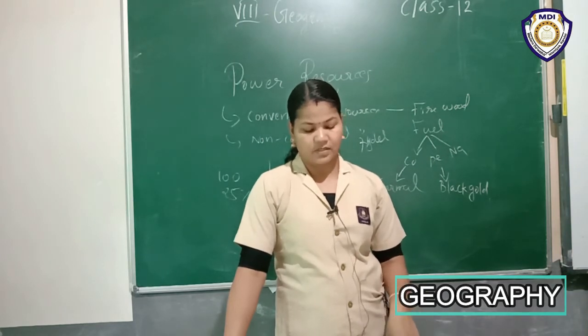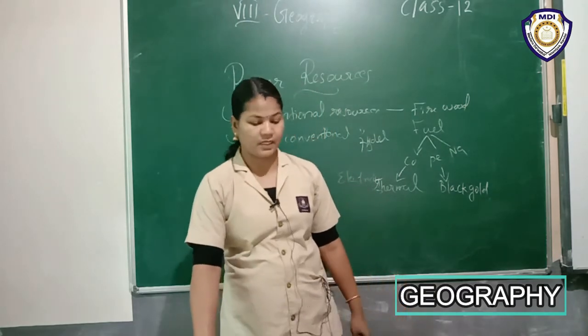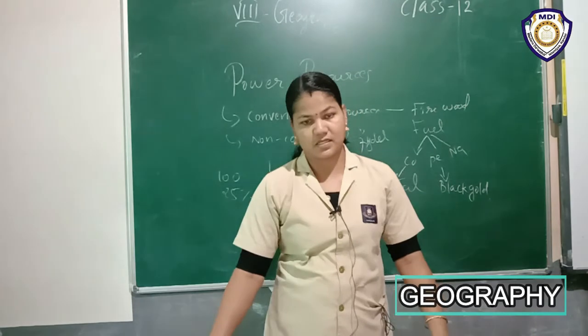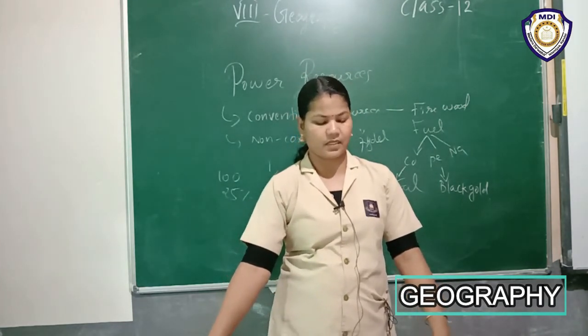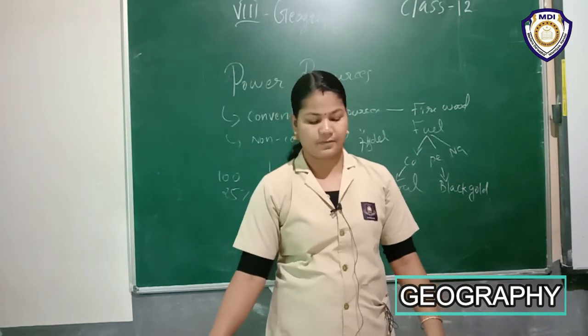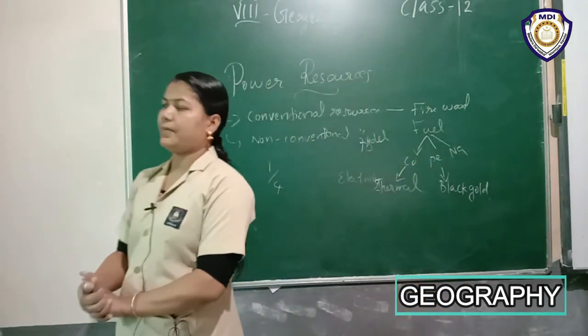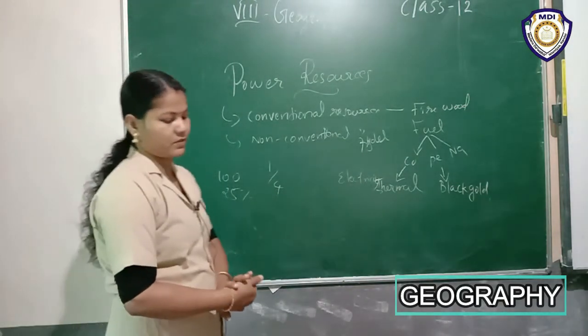Then we discussed the leading producers of coal. Listen, the leading coal producers of the world are China, USA, Germany, Russia, South Africa and France. Then the coal producing areas of India are Raniganj, Jharia, Dhanbad and Bokaro in Jharkhand. Then we discussed petroleum, another fossil fuel.